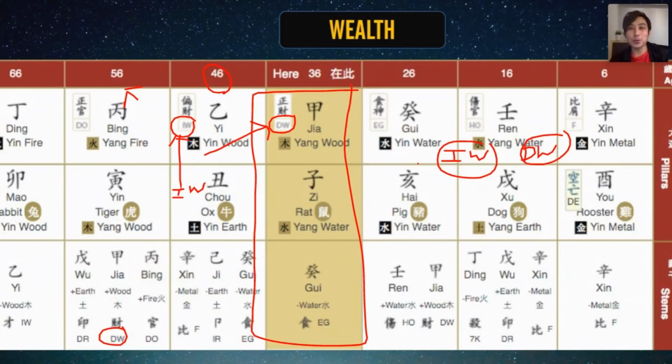I want all of you here to do a simple exercise. Let me know, does your current luck pillar contain either DW or IW or not? It could be at the top, it could be at the bottom. Anywhere you can find it in the chart is considered valid. So if you discover you have it in your current luck pillar right now, type the word yes.